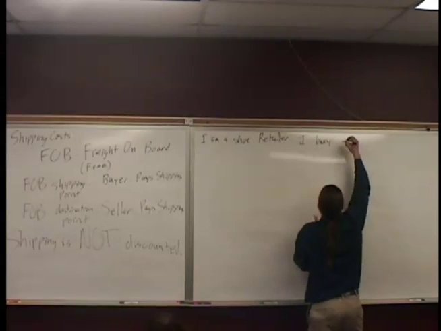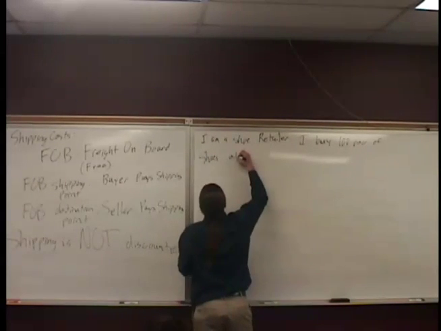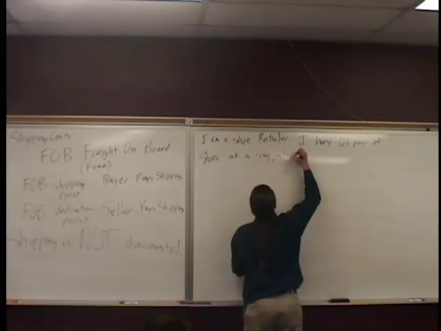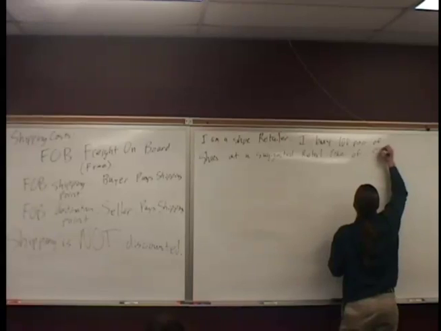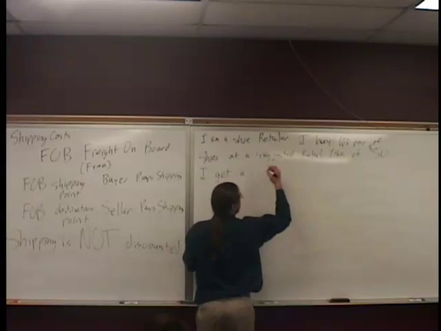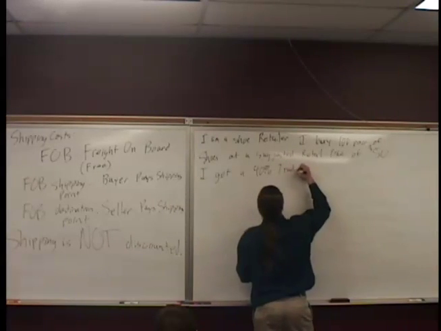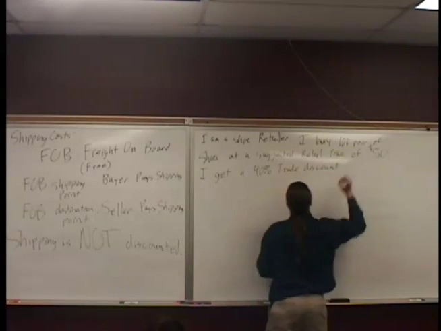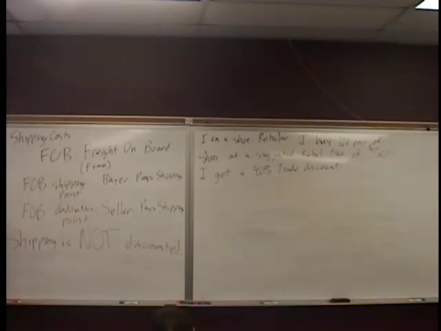I buy, let's say, 100 pair of shoes at a suggested retail price of $50. I get, let's go with a 40% trade discount. Okay, so this is a very, very simplified business contract that I have set up with my wholesaler, okay? I'm buying shoes from them, and I'm getting a trade discount of 40%.